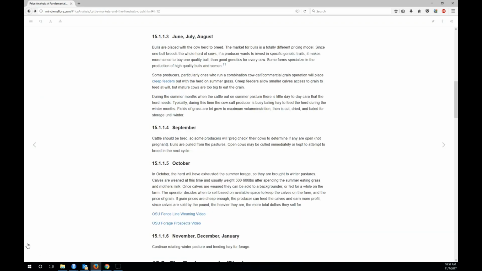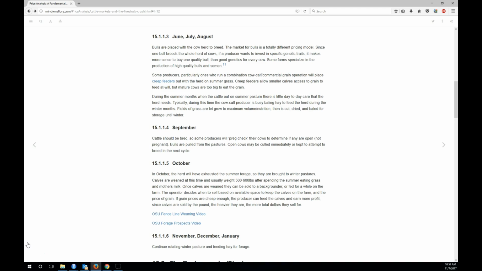So I mentioned that the cows and calves are pretty low maintenance during the summer months because they're happily out on summer pasture. But the ranchers during this time are usually busy putting up hay for the winter. So the hay becomes mature in this time of year. And that's when it gets cut and dried and baled and then put into storage until winter.